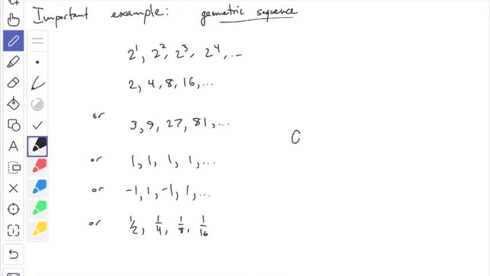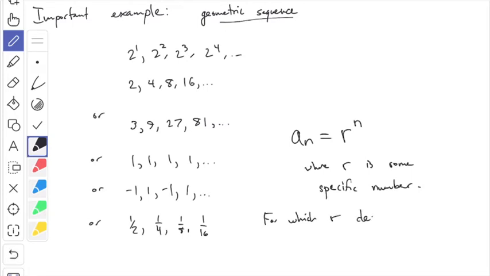So in each case, we have a to the n equals some specific number to the n, and in our book they use r for this number. So I'll just say where r is some specific number. It can be any number, right? Positive or negative. All right. So what I want to talk about for the next few moments is when does this converge, if ever? You can do this for different values of r. So what I want to talk about is for which r does it converge?